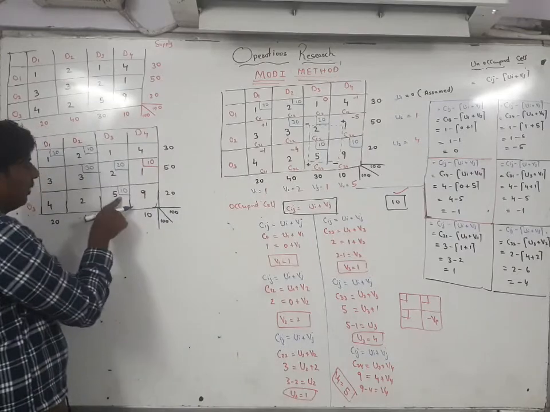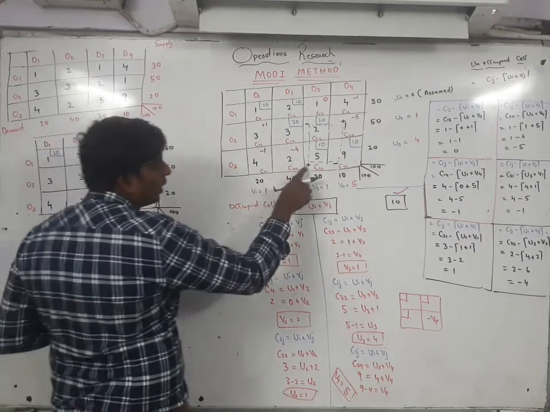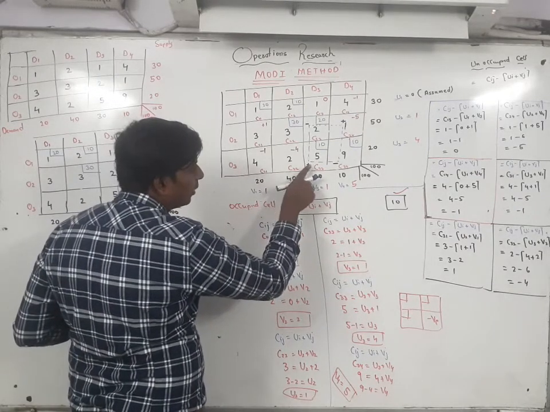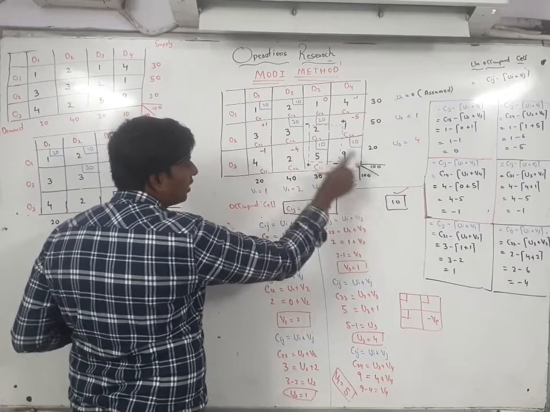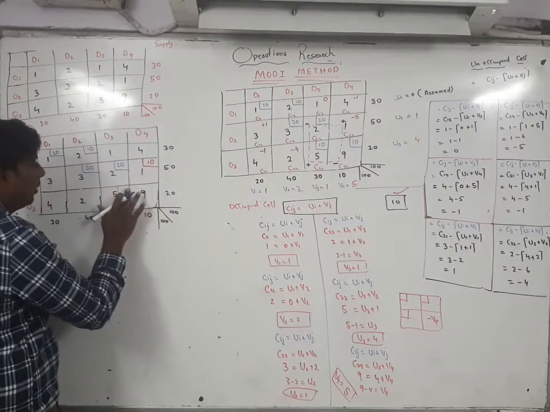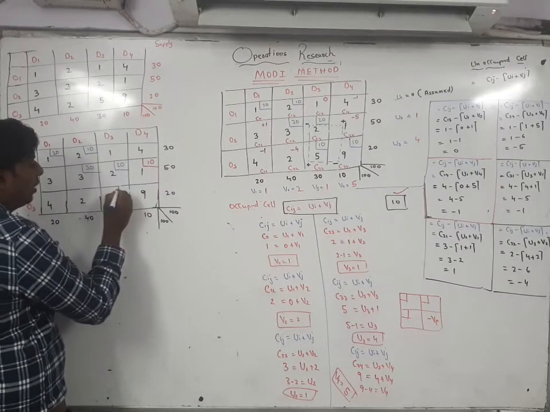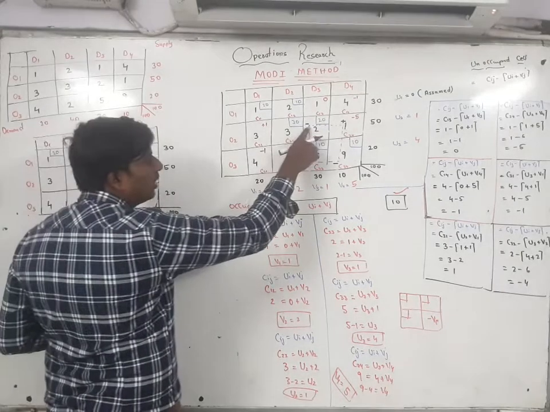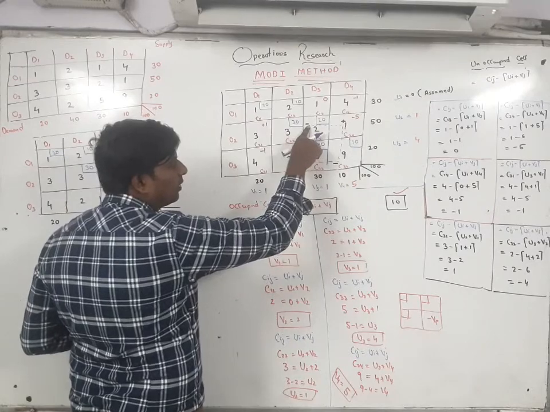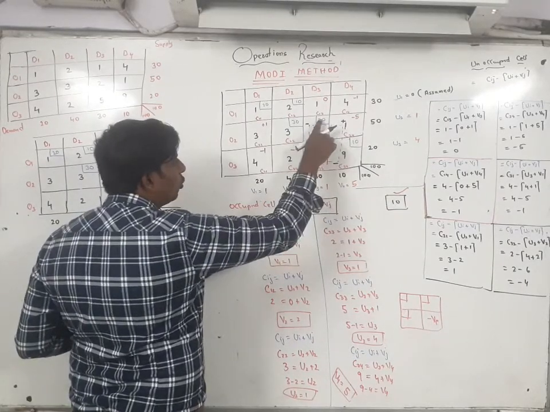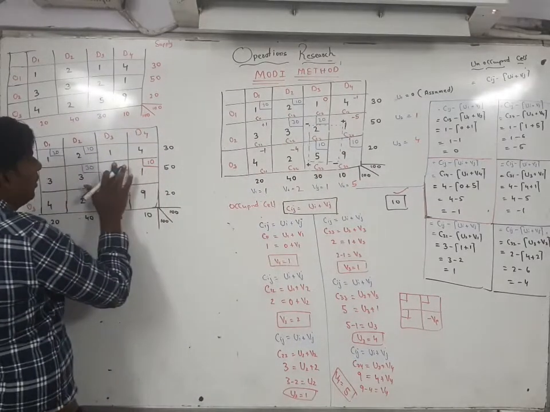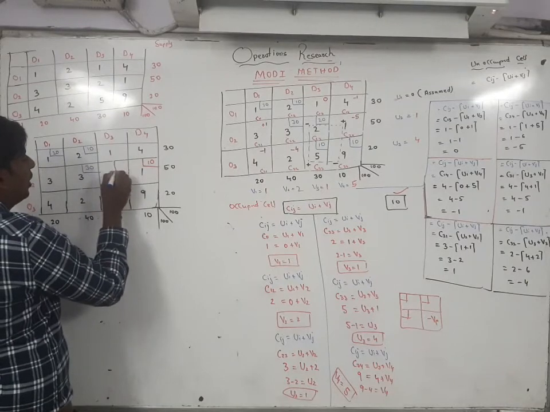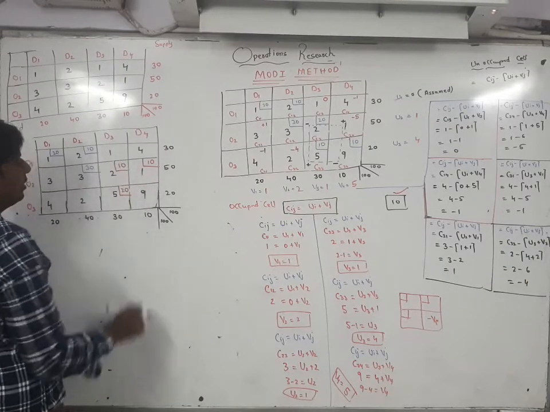Next one. What is the value here? 10. As you can see the sign, what is the sign? Plus. So this is 10 and this one is 10. 10 plus 10, how much will it become? 20. So this one will become 20. Next, what is the sign here? Minus. What is the number here? 10. So 20 minus 10, how much will it become? 10. This is the change.